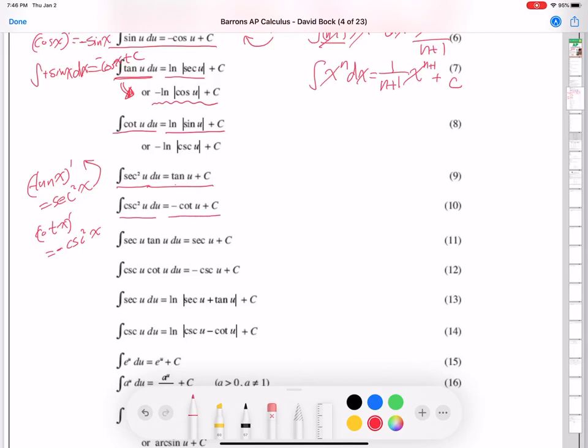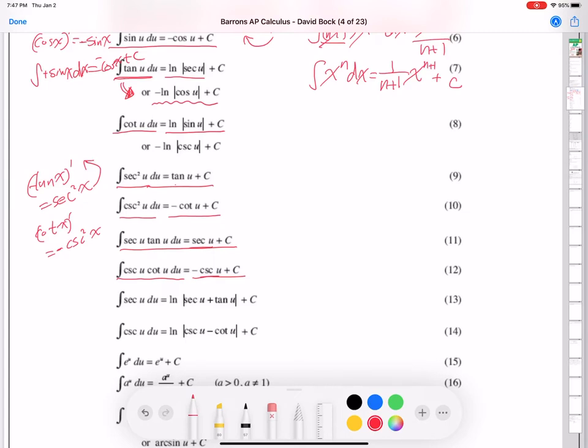And then secant x derivative was secant x tangent x. So integral secant x tangent x dx equals secant x plus c. Same thing. Cosecant was what? Derivative of cosecant x equals negative cosecant x times cotangent x. That's why backward of that formula, integral cosecant u cotangent u du is equal to negative cosecant u plus c.